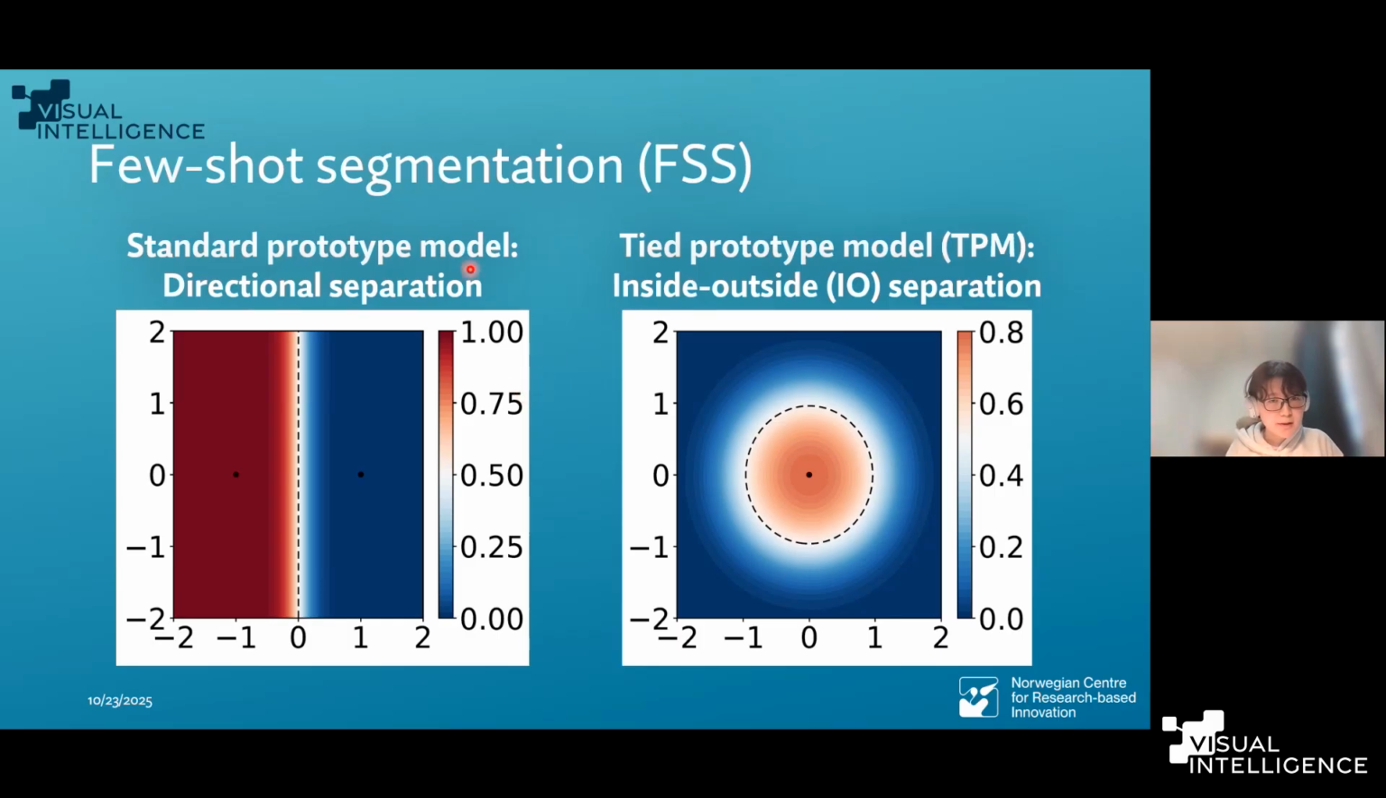And in our work, we propose the type prototype model, or TPM. It is the probabilistic reformulation of ADNet, and this model provides a general form of IO separation to address the drawbacks of ADNet.